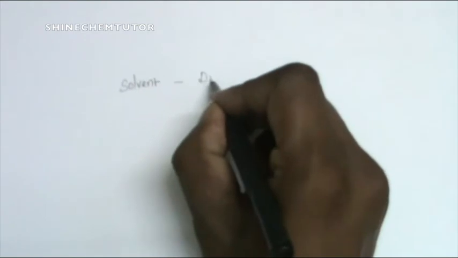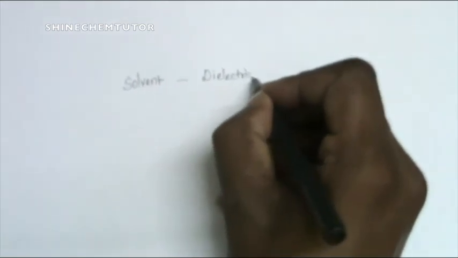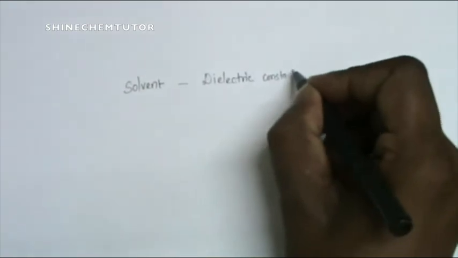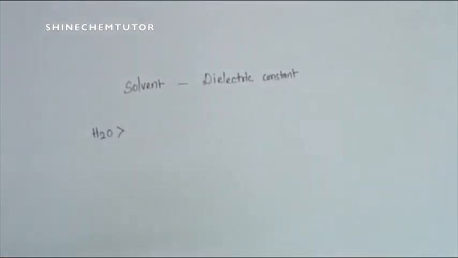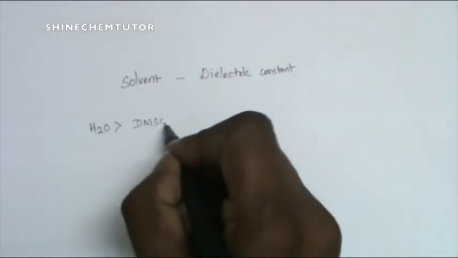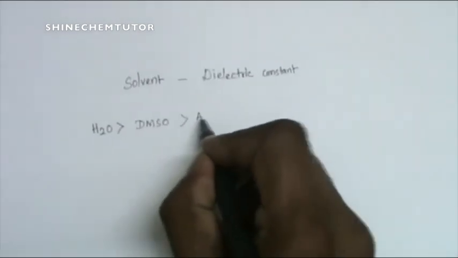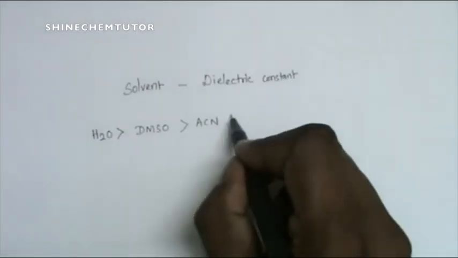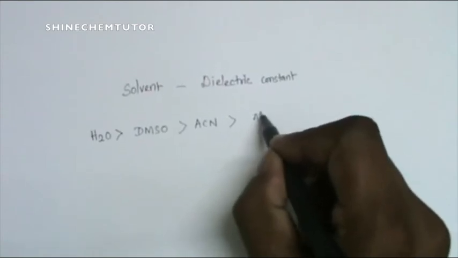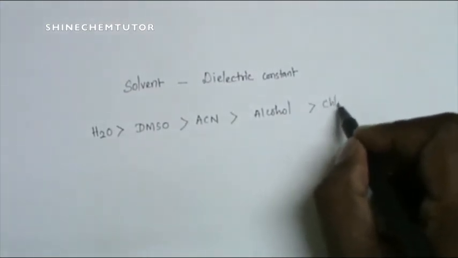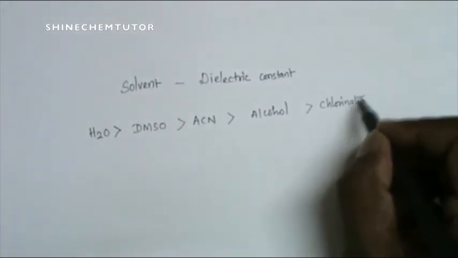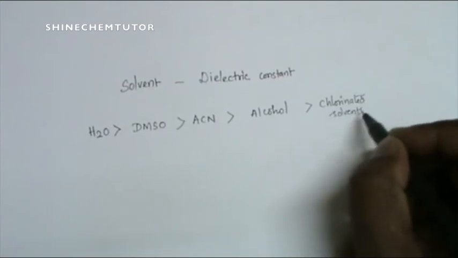The next one is solvent. When we discuss solvent, you should know the dielectric constant of the solvent. For water, the dielectric constant is very high. Second one, DMSO. Third one, acetonitrile. After that, we come across alcohol. Then chlorinated solvents like chloroform, DCM.